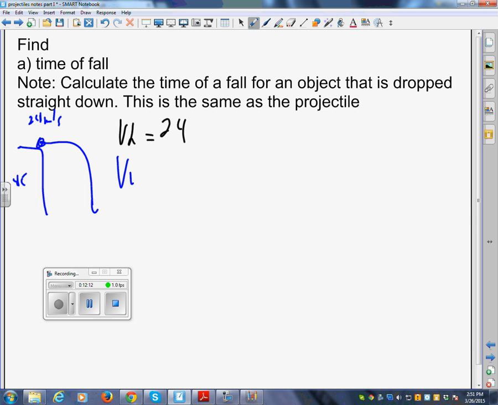What's the vertical component? 0. The vertical component at the start is 0. It's not going vertically, it's just going flat. Will the vertical component change? Yes. If you drop the ball, of course, the vertical component will increase due to gravity.